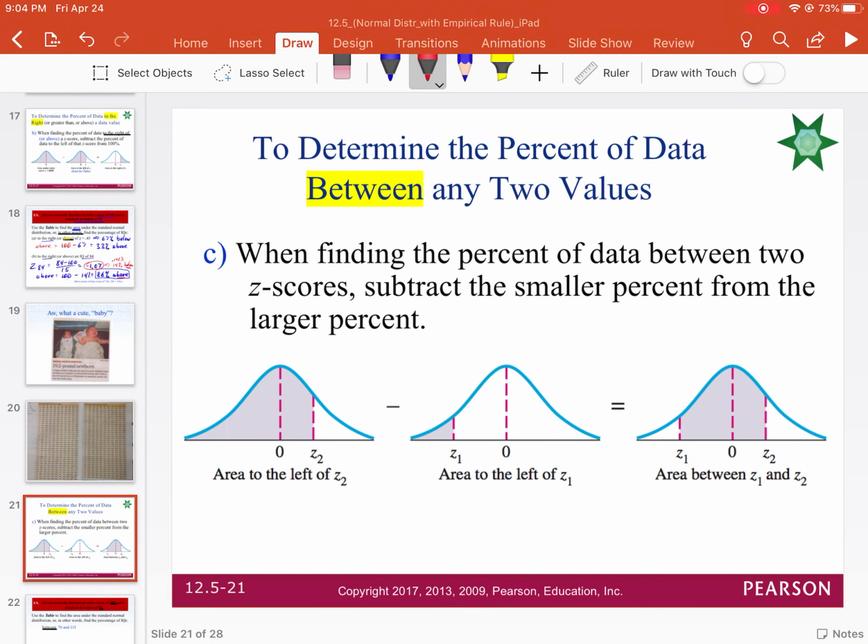All right, last idea. Finding the percent between, okay? That would mean you want the area right here, between 2 scores. When I work this one out for you, I think you're going to go, oh, it's actually really simple, okay? So this is what we're looking for when it says between.